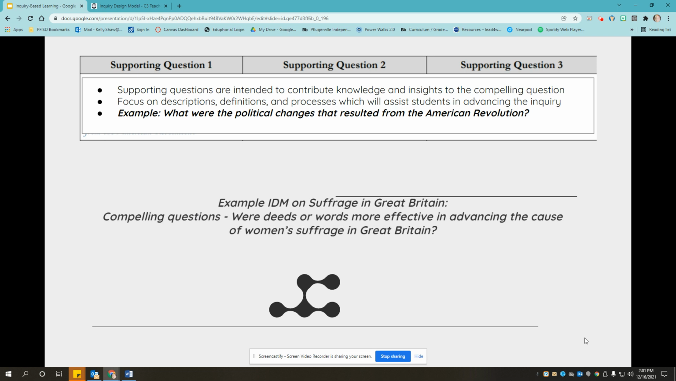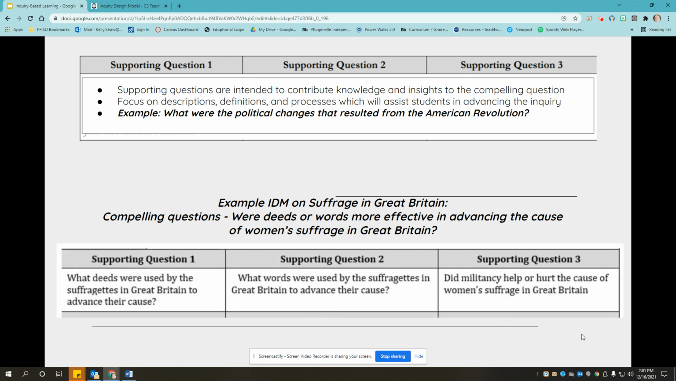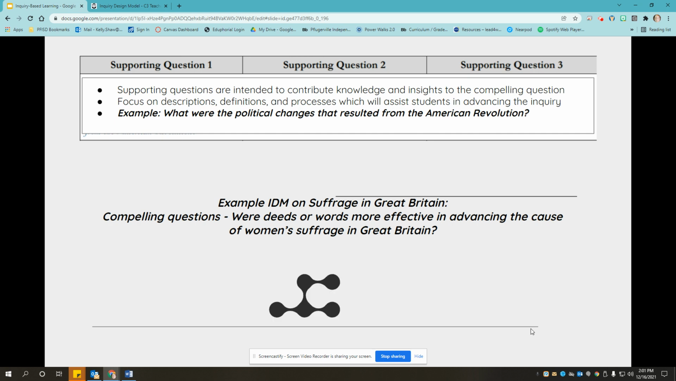Here's an example from an IDM on suffrage in Great Britain. The compelling question for these supporting questions was, were deeds or words more effective in advancing the cause of women's suffrage in Great Britain? The supporting questions for this would be, what deeds were used by the suffragettes in Great Britain to advance their cause? Then what words were used? And then did militancy help or hurt the cause? So the supporting questions help gather evidence for the compelling question.